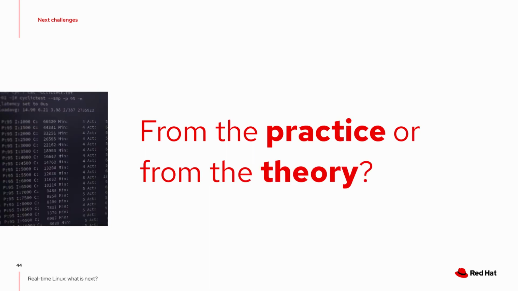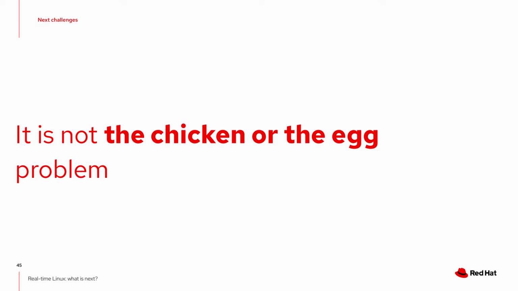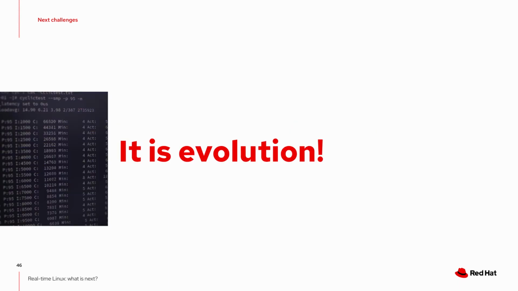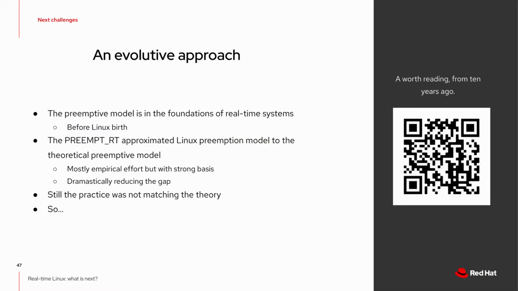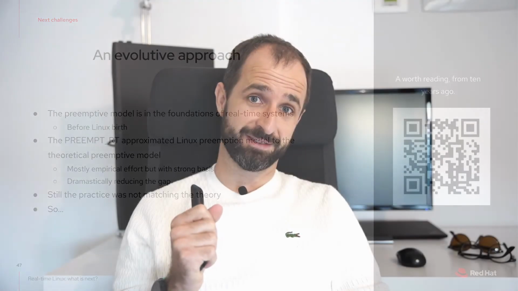The answer is that this is not a chicken-or-the-egg problem, it's actually an evolution problem. Looking back at the PREEMPT_RT case, we can see that the preemptive model was something that existed in real-time theory since the 60s or 70s, where the theory was created and developed. And this was way before the start of Linux development. PREEMPT_RT tried to bring Linux closer to this theoretical system, right? Until the point it was barely possible to make progress anymore. And at that point, Linux was not fully matching the theory.